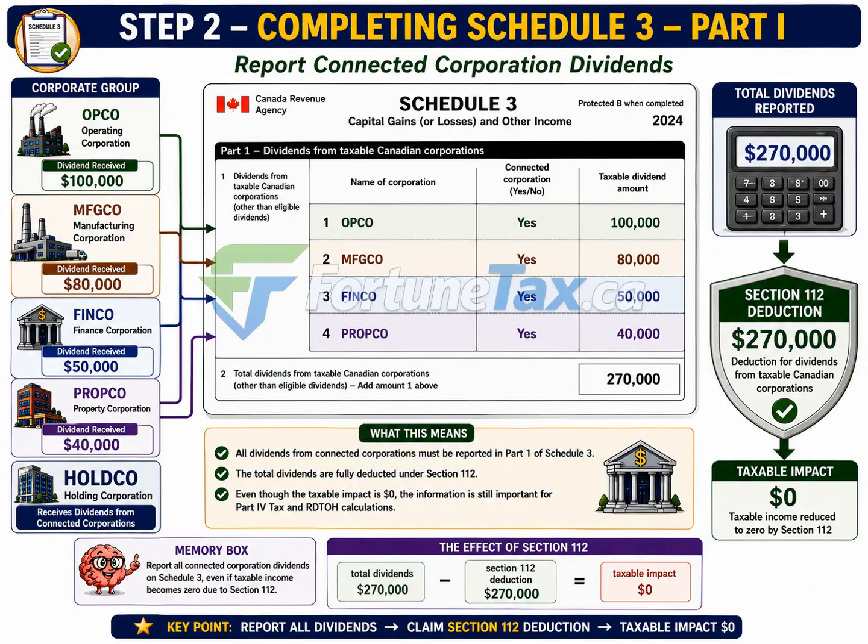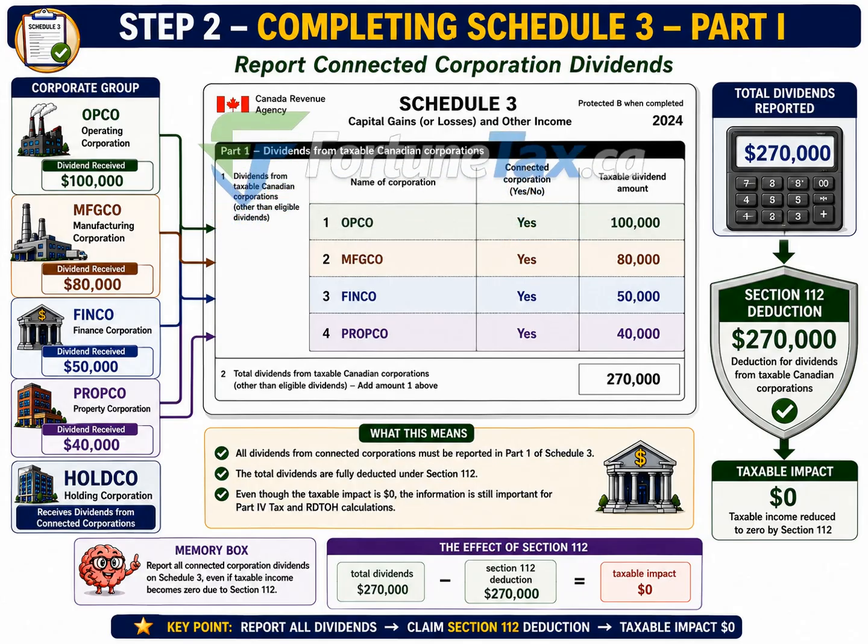The dividends are reported. However, because they are dividends received from taxable Canadian corporations, Holdco is generally entitled to claim the Section 112 intercorporate dividend deduction. As shown on the right side of the slide, Holdco claims a Section 112 deduction equal to the total dividends received. In this example, the deduction is $270,000. As a result, the taxable impact becomes zero. This is one of the most important concepts in corporate taxation. Reporting and taxation are not the same thing.